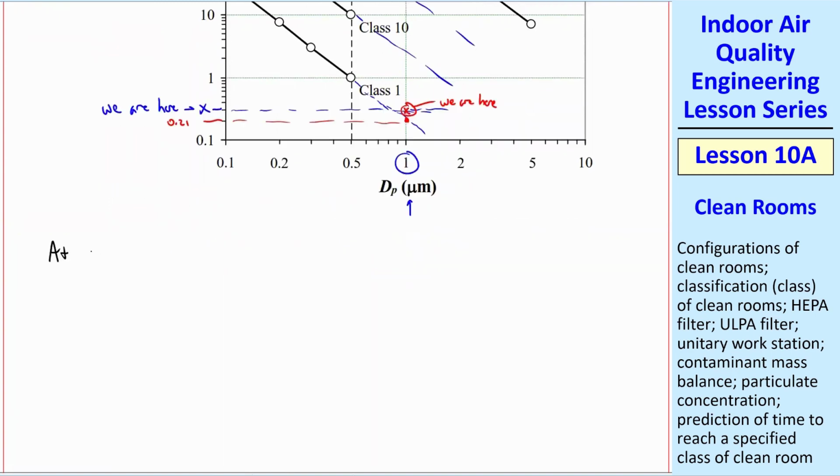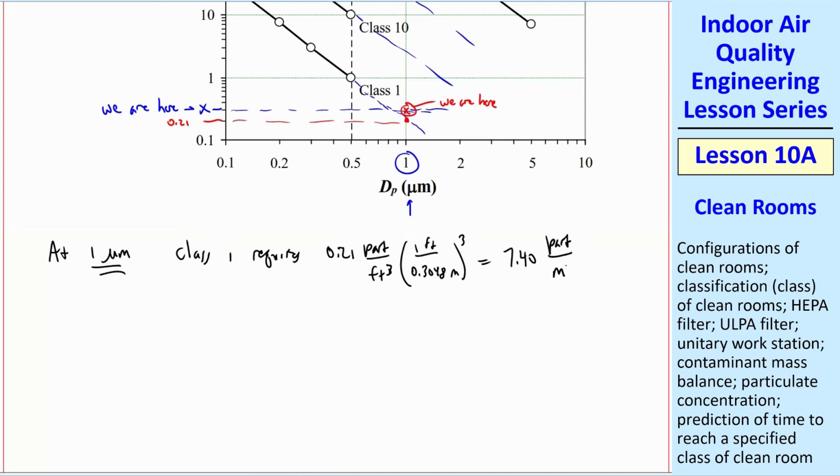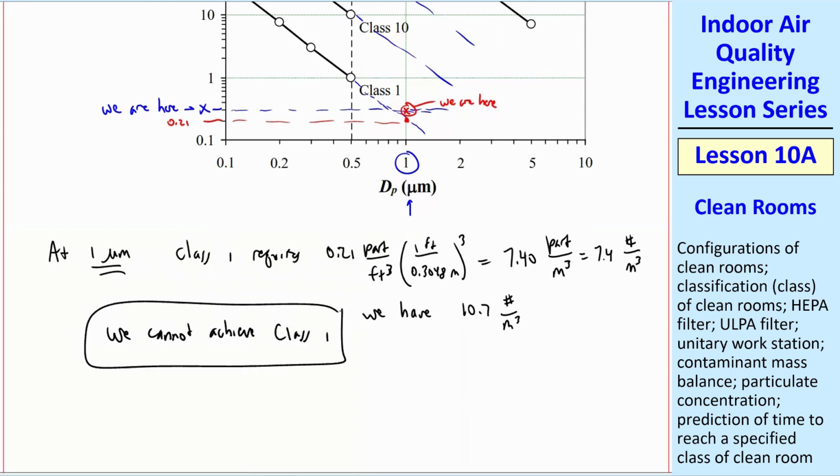Numerically, at 1 micron, class 1 requires 0.21 particles per cubic foot, 7.40 particles per cubic meter. And we have 10.7 particles per cubic meter. So you can see that we cannot achieve a class 1 with this particular ventilation system.